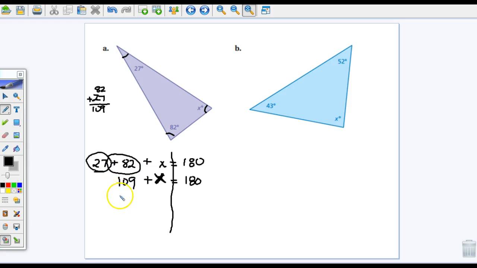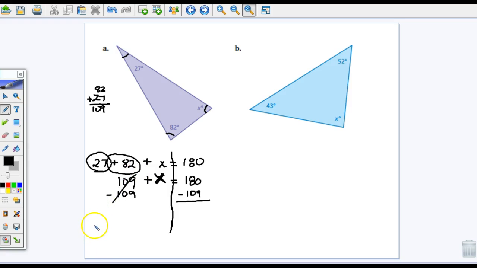So I have to add the opposite. This is positive 109. So I'm going to subtract 109. All right? And I can only do that on this side if I do the same thing on the other side. So I'm going to subtract 109 from both sides.